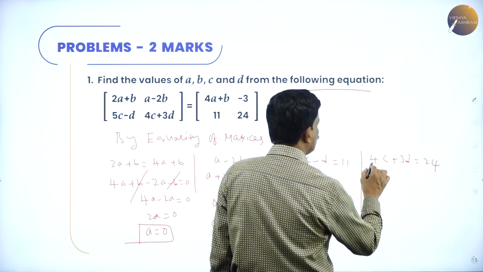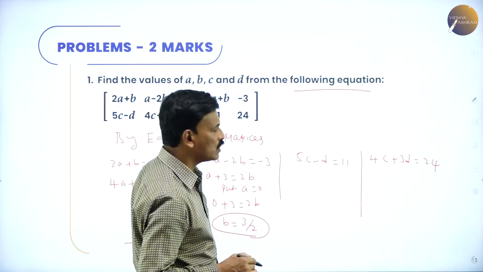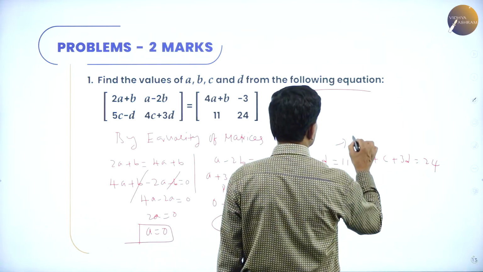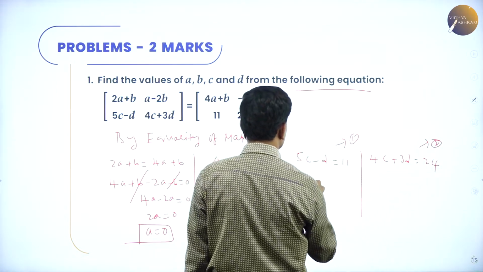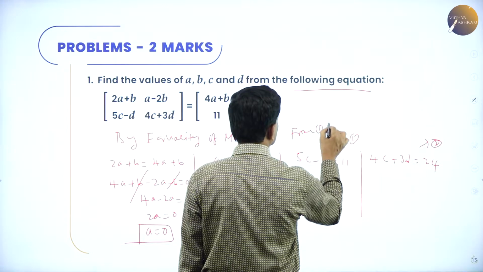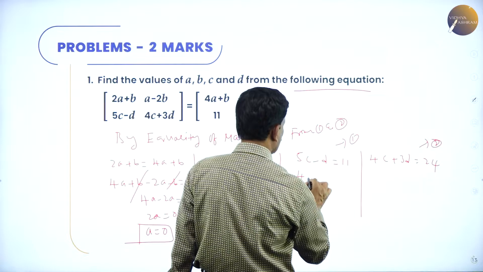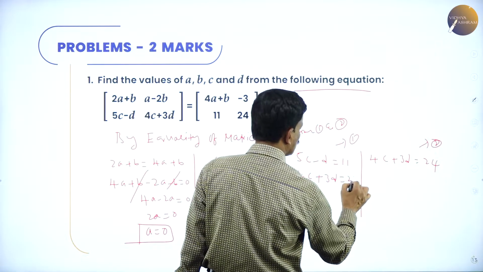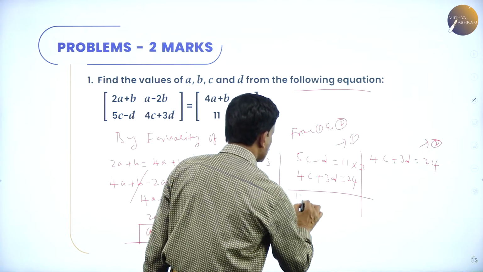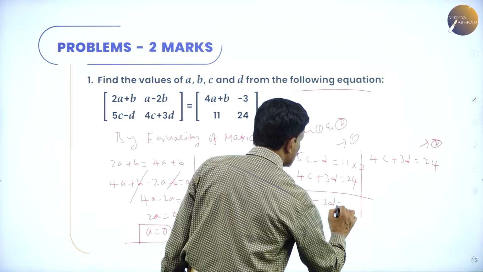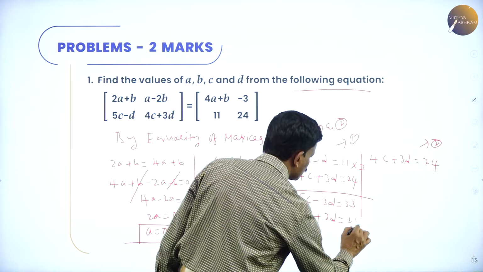From this, 4c plus 3d is equal to 24, and 5c minus d is equal to 11. Now, solving these two, let us represent this as equation number 1 and this as equation number 2. Solving these two equations, 1 and 2: 5c minus d is equal to 11, and 4c plus 3d is equal to 24. Now let us multiply equation 1 with 3. If you multiply, 5 3s are 15c minus 3d is equal to 33. This is the same: 4c plus 3d is equal to 24.